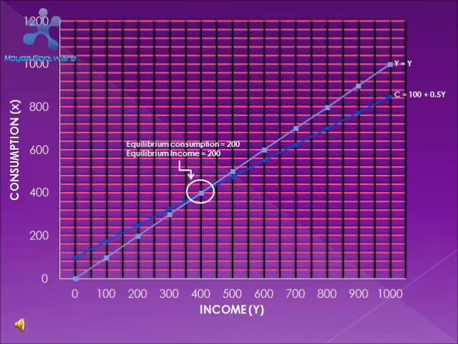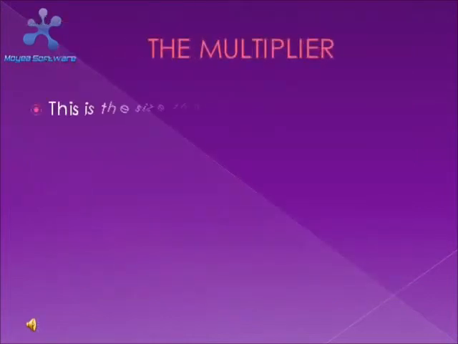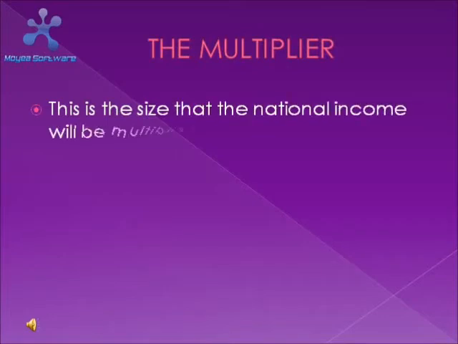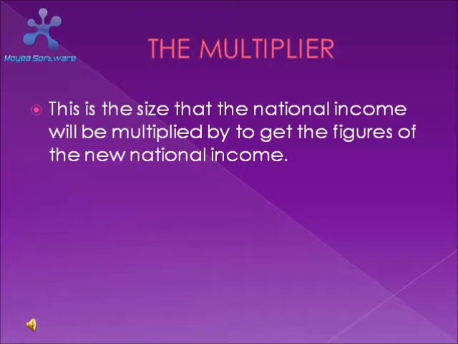The consumption line is a graphical depiction of the relation between consumption and income. A representative consumption line is presented in the exhibit. The blue line indicates that greater levels of income generate greater consumption expenditure. The multiplier. This is the size that the national income will be multiplied by to get the figures of the new national income.